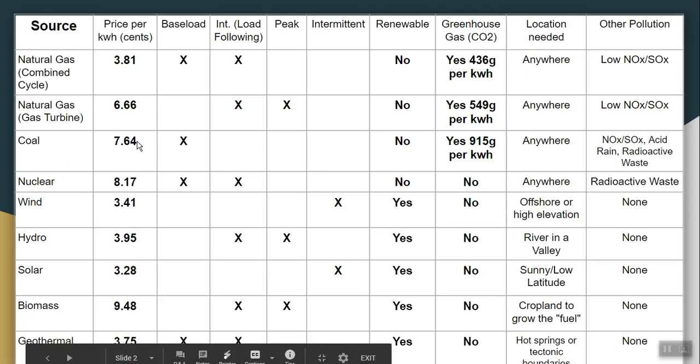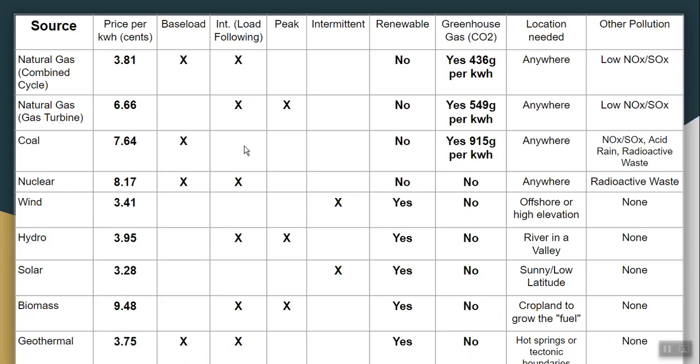The price is relatively high. It can be used for baseload, but not for load following or peak. It's not renewable. It produces the most greenhouse gas of any of them, and it produces the most pollution of any of them. So, if you take away one thing, coal is probably the worst one, and that's why the amount of coal power that we've been producing has been decreasing every single year. We used to produce more than half of our electricity with coal. Now it's under a third. So that's probably going to keep on decreasing over the next decade or two until it's actually phased out.